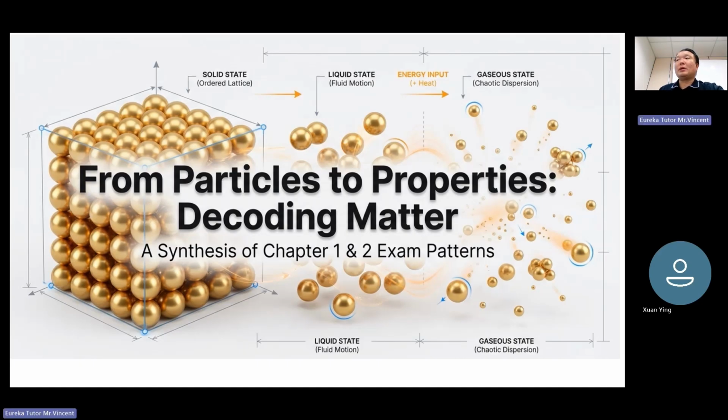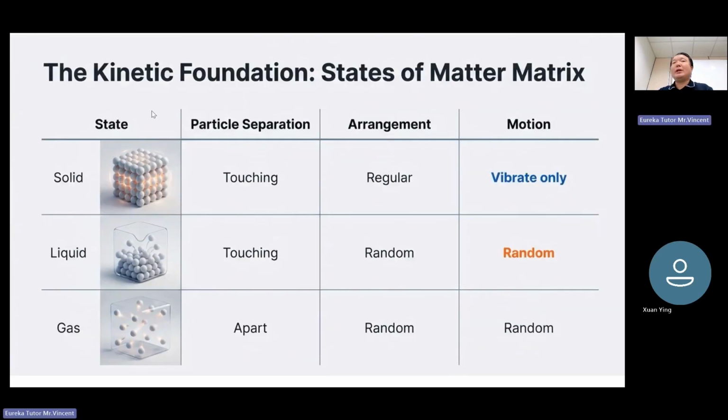Okay, let's begin with the three states of matter. In a solid, particles are very close to each other and touching in a regular arrangement, and they vibrate only. In a liquid, particles are still touching, but they are arranged randomly and can move past each other. Be careful, you see the key point, randomly. In gases, particles are far apart and move randomly and quickly in all directions.